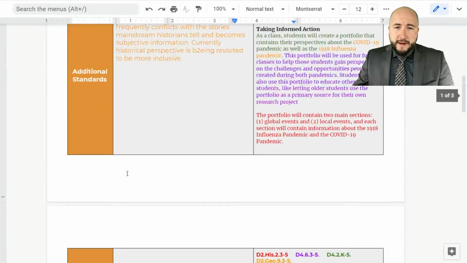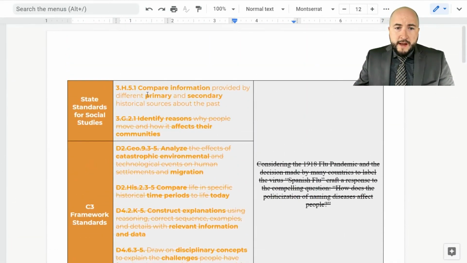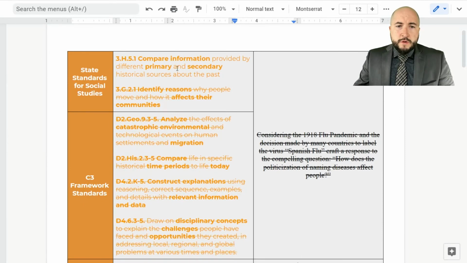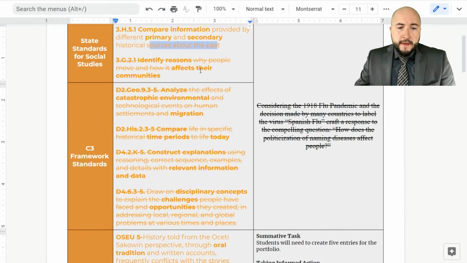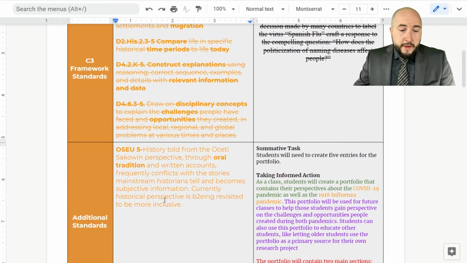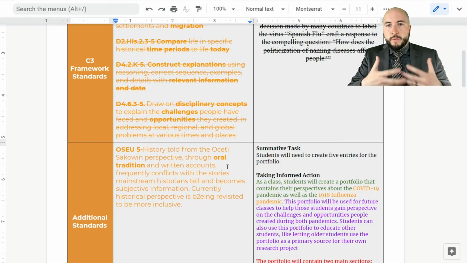So if we scroll back up, we see that we've now hit all of our standards, perhaps except for this one, although I would argue we have because we are creating primary sources, but we still need to focus on that historical piece, and so we'll do that next time. But we've hit all these other ones, including the Oceti Sakowin standards, because that oral tradition is being done through our students.